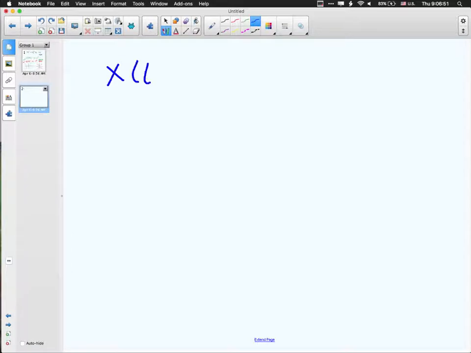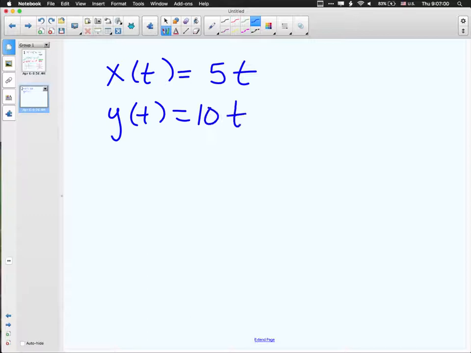Let's say I have x of t equals 5t, and y of t equals 10t minus 5t squared. So now x is dependent on t, y is dependent on t, and at any given time, you can tell me what the x and y coordinates are. Like when t is 7. I'm assuming t's time. Yeah.